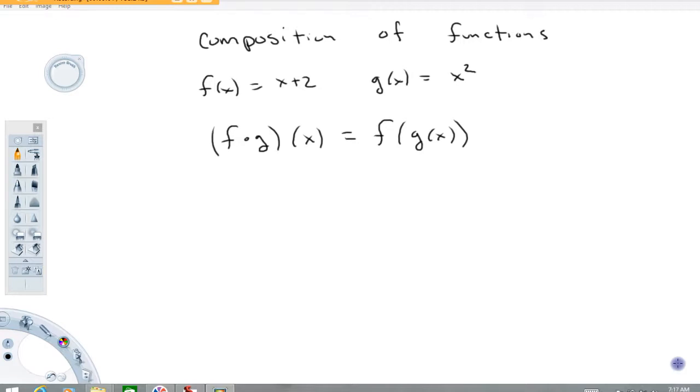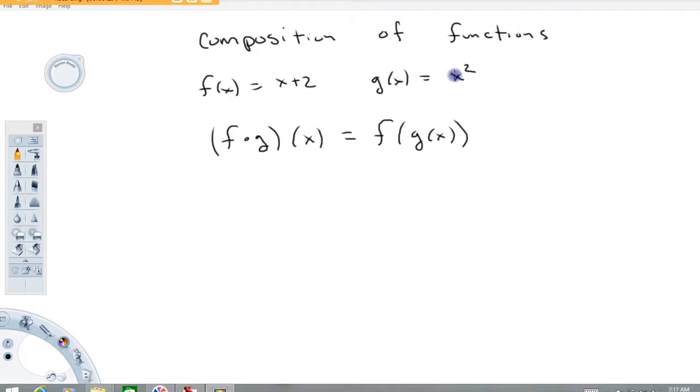I'm making this video to be the first video about the composition of functions. So first I want to start out with this. If I have two functions, let's say f of x equals x plus 2 and g of x equals x squared. If I were to take, say, f times g, that would be x plus 2 times x squared, right? But that's not what a composition of a function is.